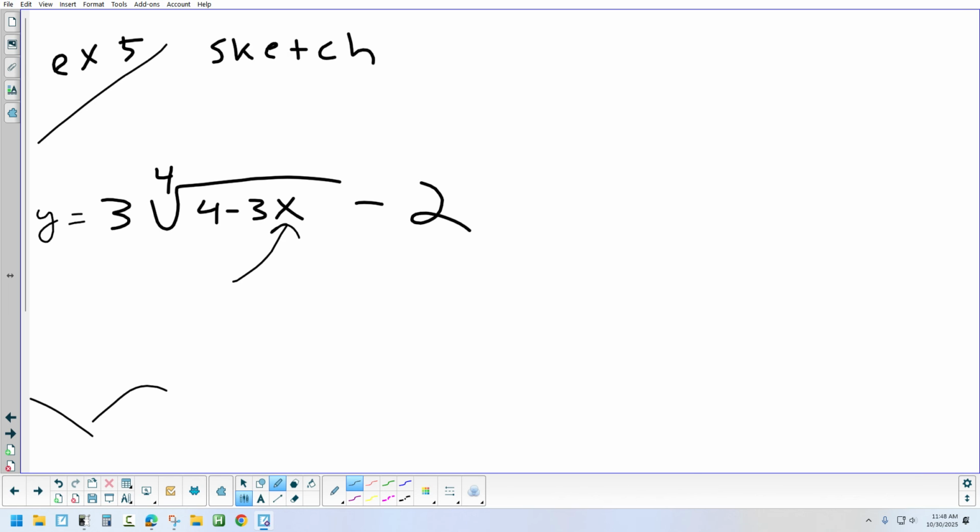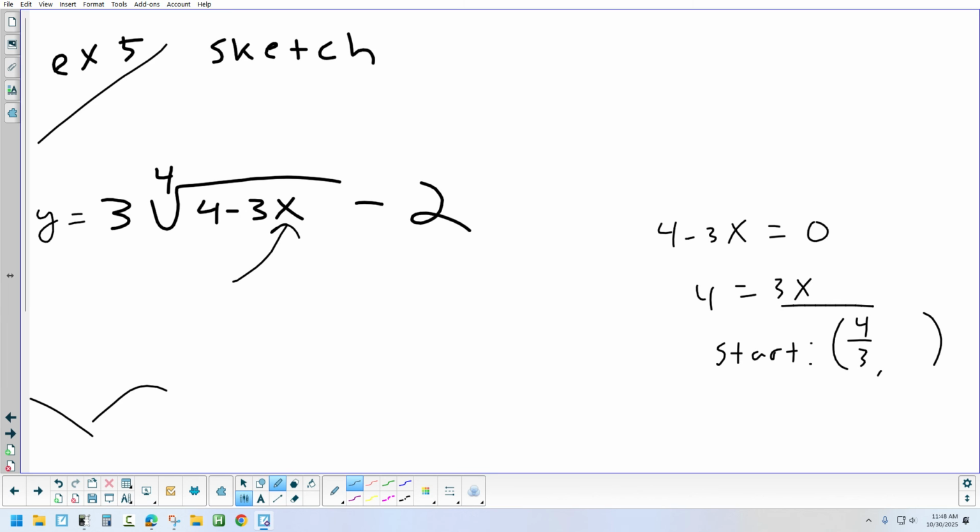So what's the equation we would set up to find the start point? Yeah. 4 minus 3x equals 0. So we're going to get 4/3. And what's the y value going to be? 4/3, comma. Yeah, -2.